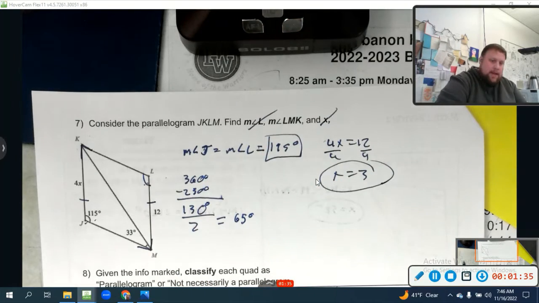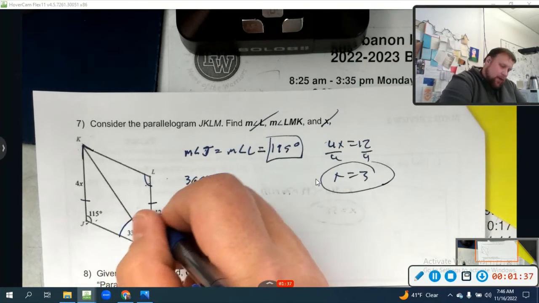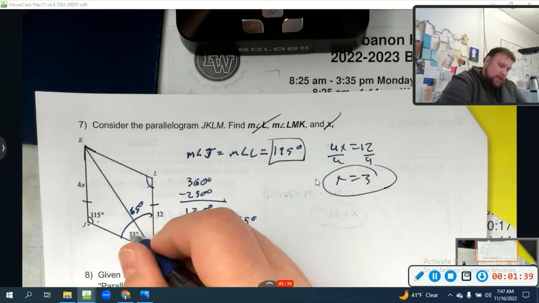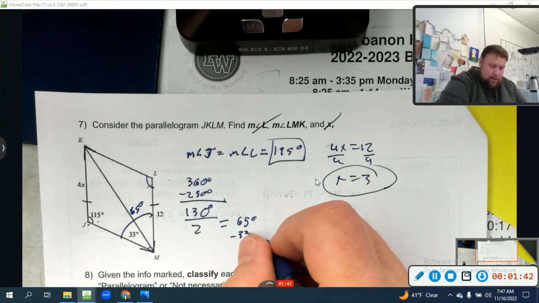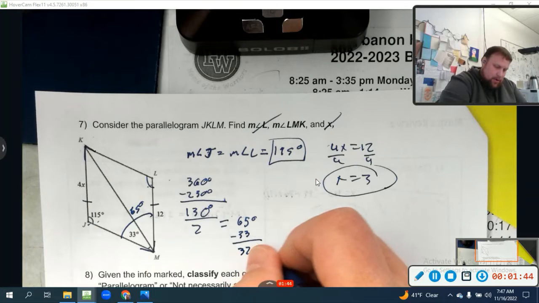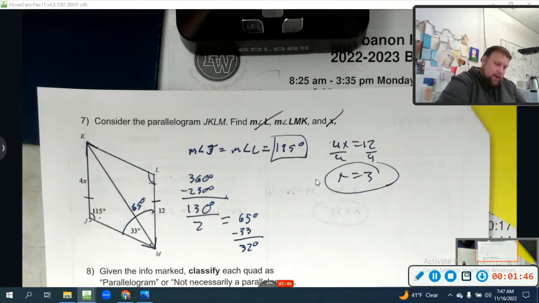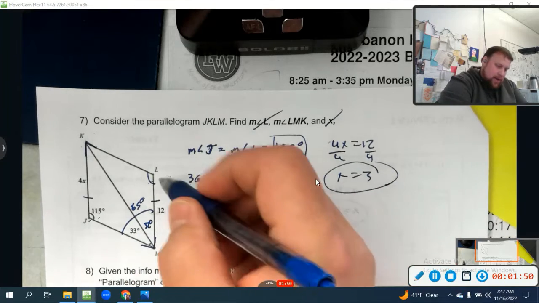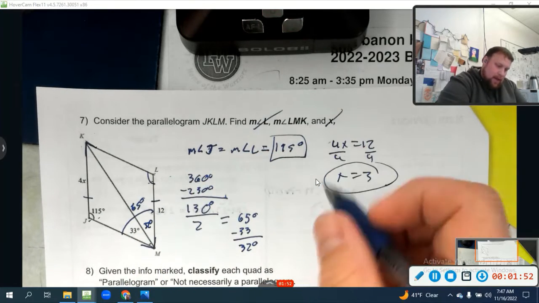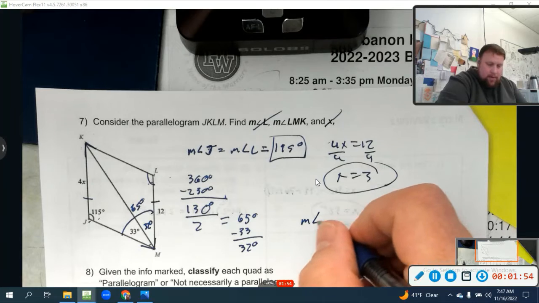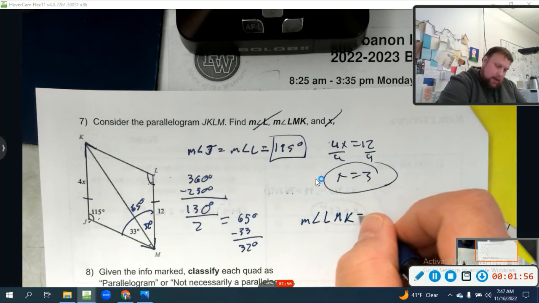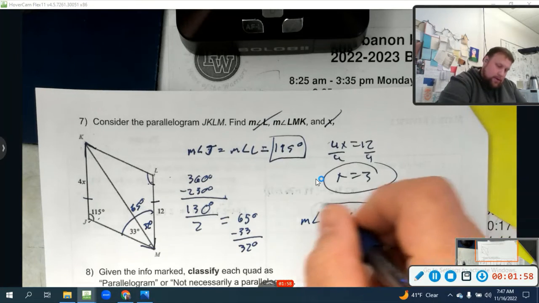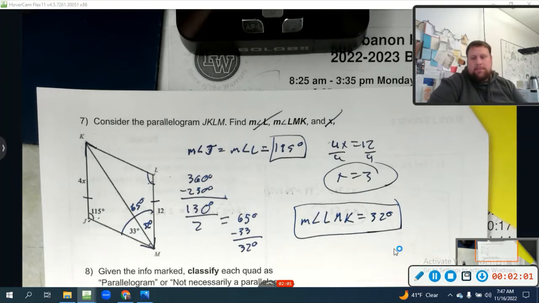These are all degrees, I guess. So I know the whole thing is 65 degrees, which means I need to subtract 33 to find that missing angle, which is 32 degrees. Perfect. Now I know that this missing angle right here is 32 degrees, and that is the angle LMK. So the measure of angle LMK equals 32 degrees. Boom!